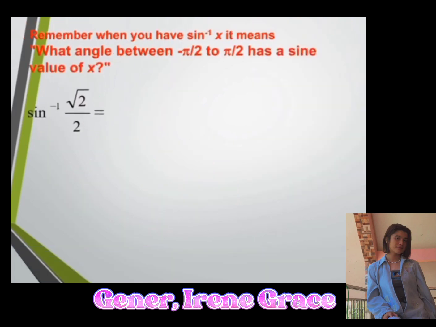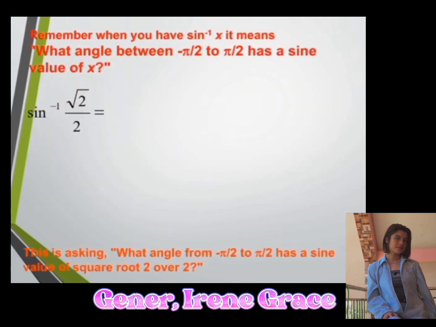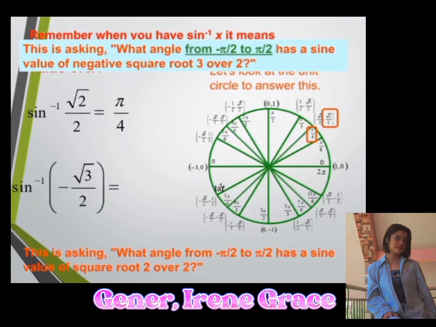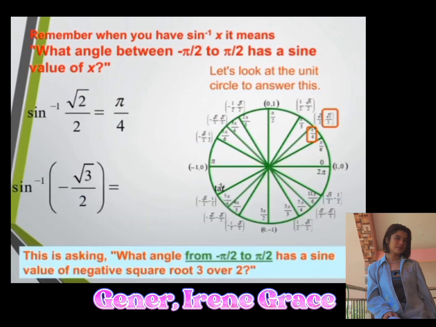Okay, let's look at the unit circle to answer this. The answer for sine raised to negative 1 of square root of 2 over 2 is pi over 4. Now this is asking what angle from negative pi over 2 to pi over 2 has a sine value of negative square root of 3 over 2. So the answer is negative pi over 3.